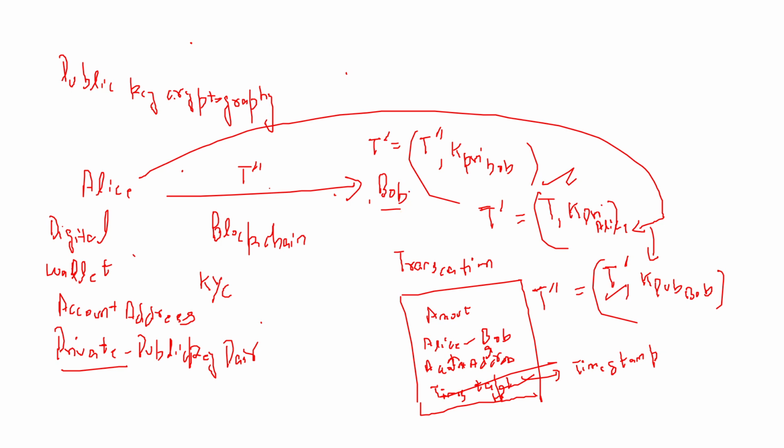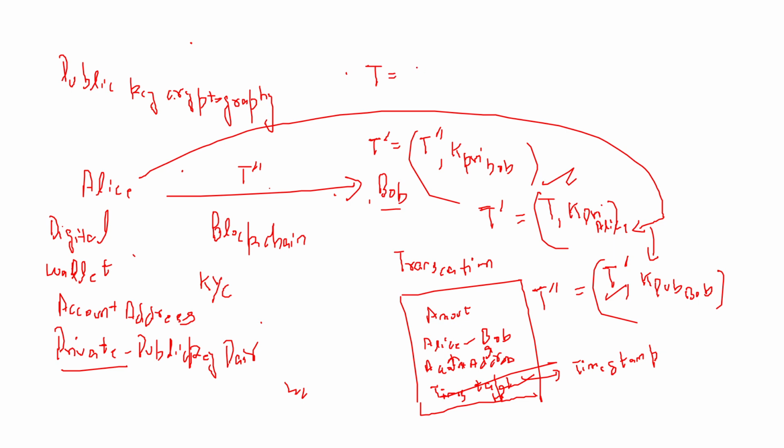Now, once Bob is able to retrieve back the T dash, which is the encrypted value of T double dash. Now what does T double dash have? T double dash has the amount that Alice has sent to Bob, and the timestamp. So what Bob does now is uses it to get T back.